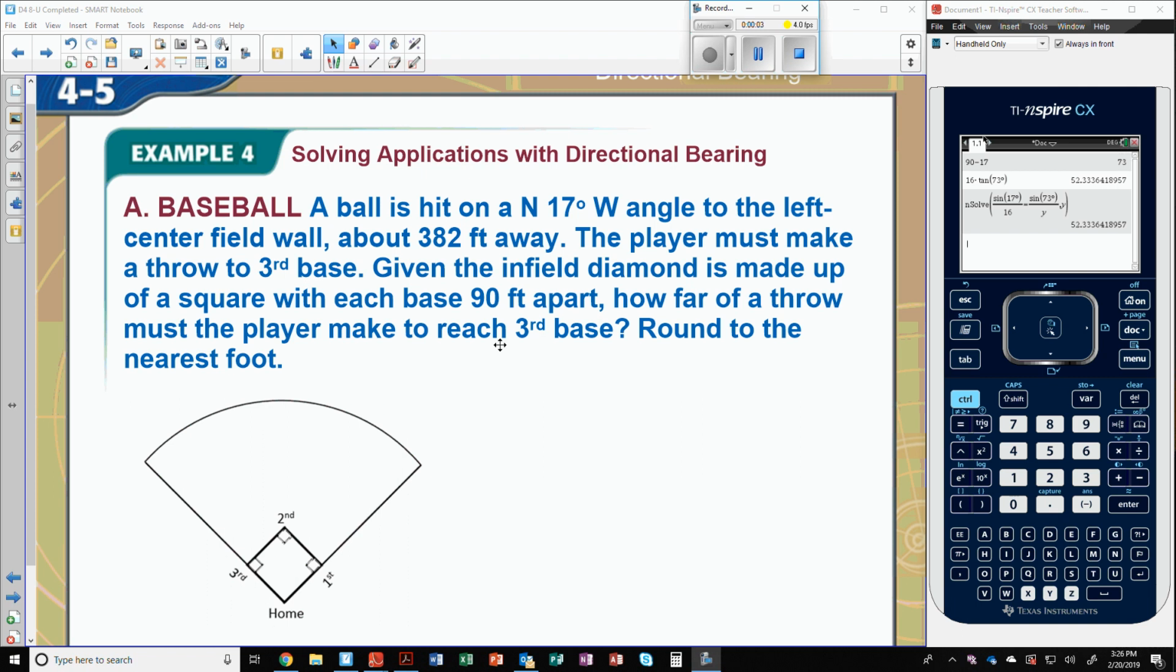Example 4. A baseball. A ball is hit on a north 17 degrees west angle to the left center field wall, about 382 feet away. So let's draw that first.